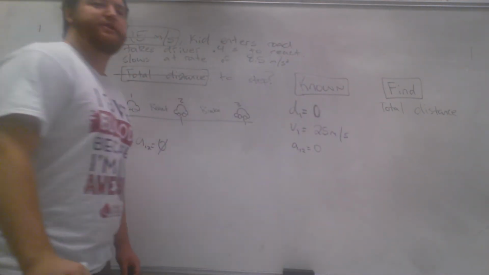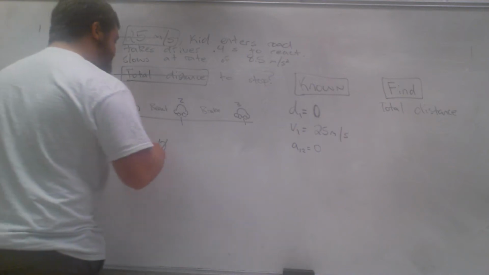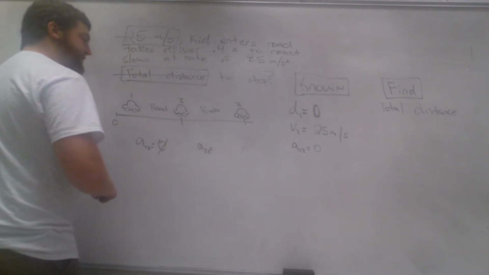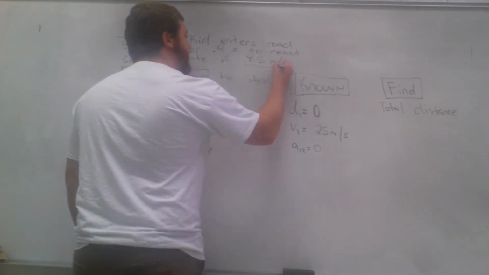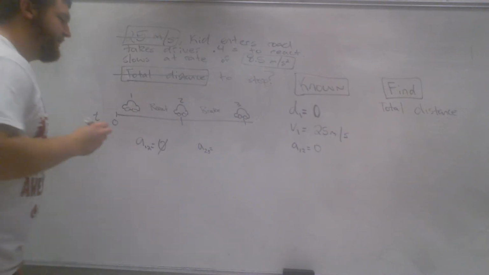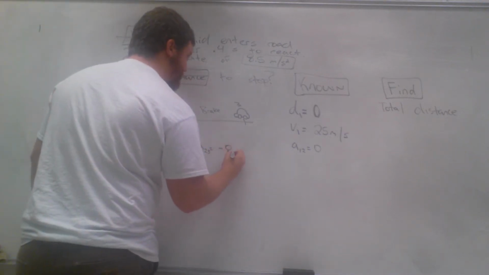Okay? Now from the next points, so A2 to 3, my acceleration is what? 8.5 meters per second squared. Now, if I am braking, what does that mean? That means that it's going to be negative because I'm slowing down.